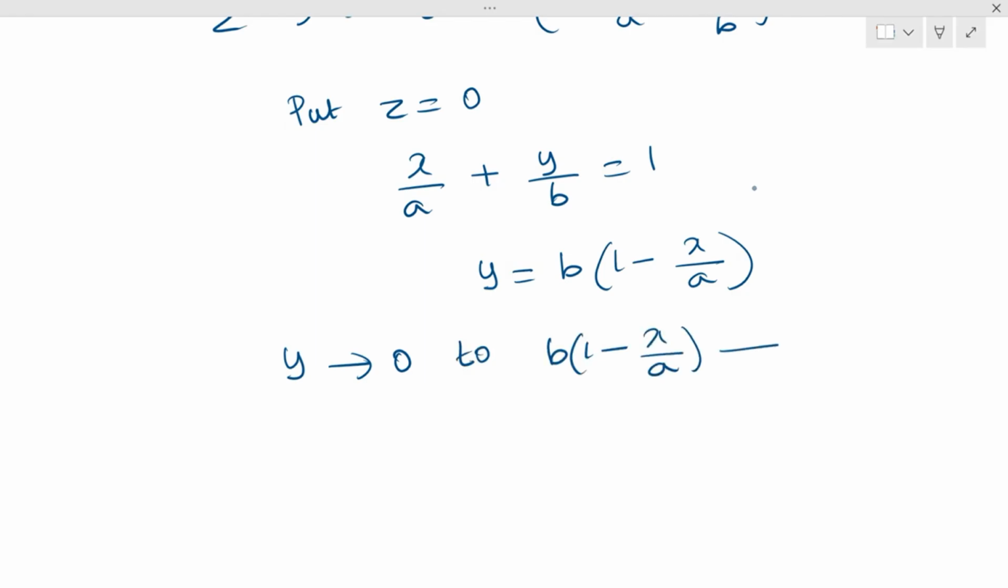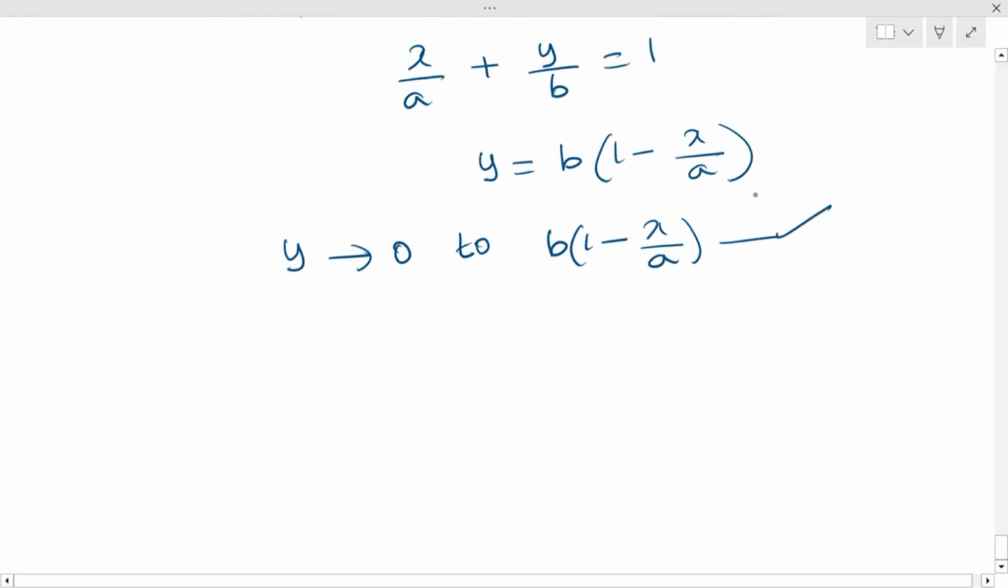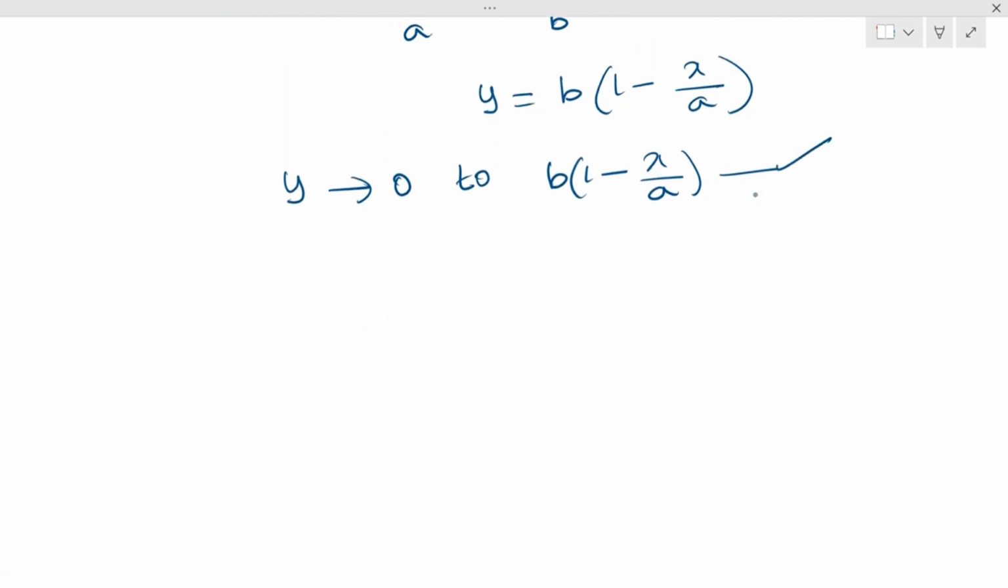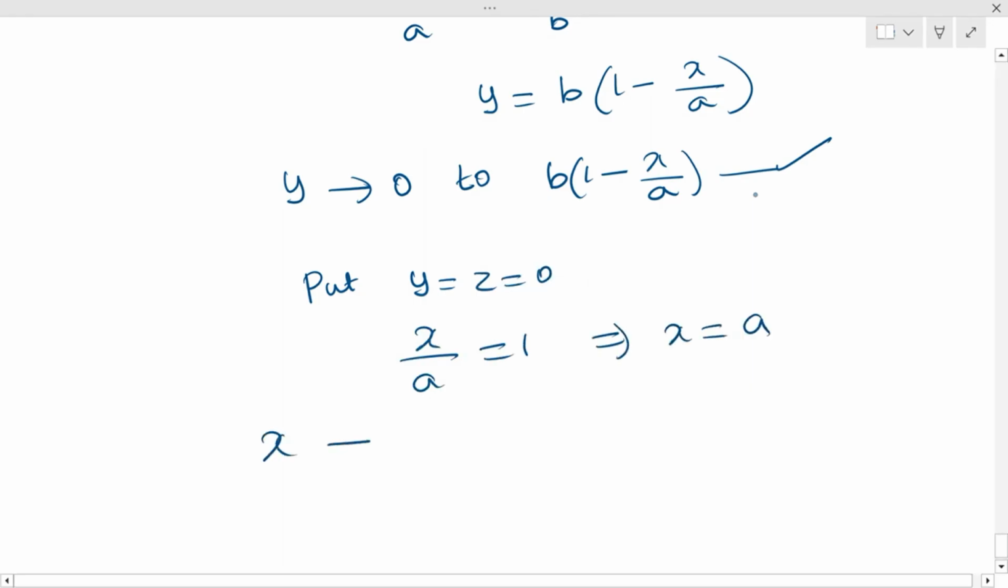So, now we got z limit, y limit. The remaining one is x limit. So put y equal to z equal to 0 in the given equation. So we will get x by a equal to 1, that is x equal to a. So x varies from 0 to, the lower limit is 0 and upper limit is a.